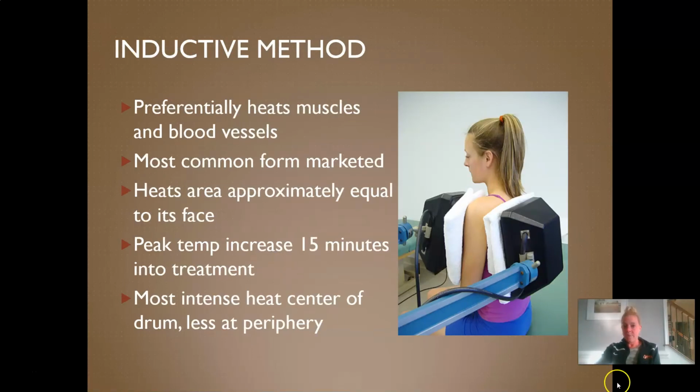The inductive drum method, again, this is a newer version, and if you see it, it's going to be something similar to this. It is the most common form marketed. It's going to heat muscles and blood vessels. It does heat an area approximately equal to the size of its face. So you can see these are much larger plates here, so they're going to be able to heat a much larger area. Peak temperature increase is about 15 minutes into treatment. Most diathermy treatments that I have seen usually last somewhere in the ballpark of 15 to 20 minutes. So pretty much on par with thermal modalities that we've talked about.